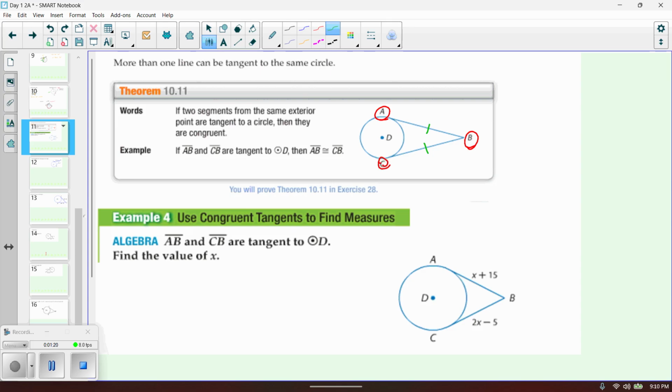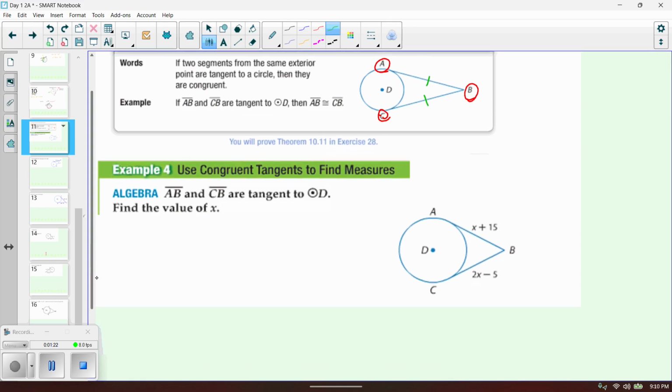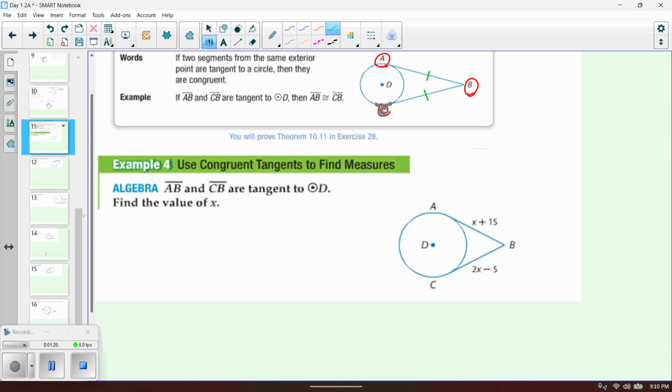So let's take a look at the example down here at the bottom and see how this works. It tells us that AB and CB are tangent to circle D. So they're telling us that both of those are tangent. They both have the point at B, which is outside of the circle. They just want us to find the value of X. Because they are both tangent, this one and this one are congruent. So X plus 15 and 2x minus 5 must be the same. So we have our equation.